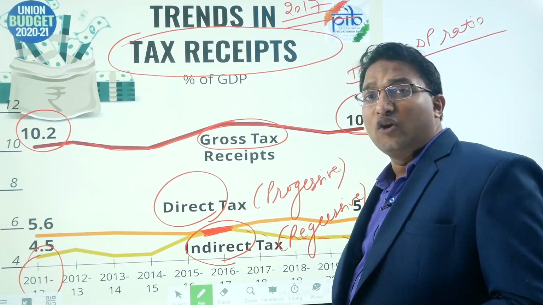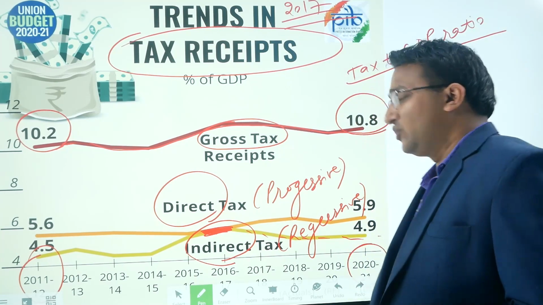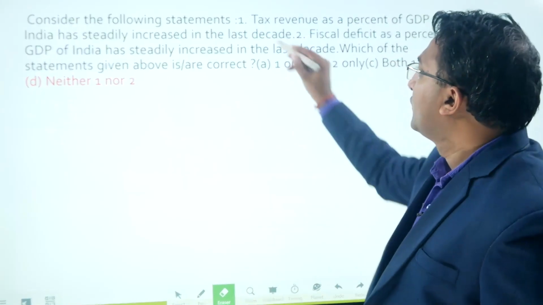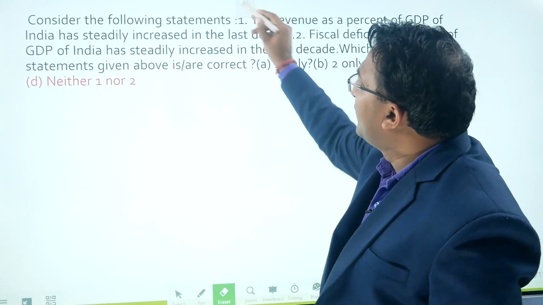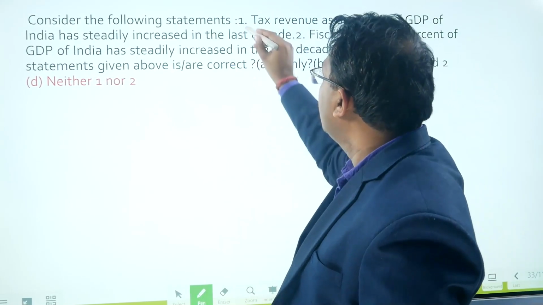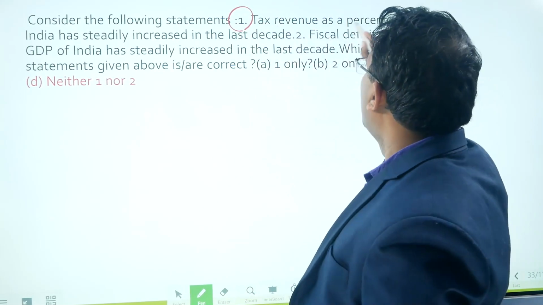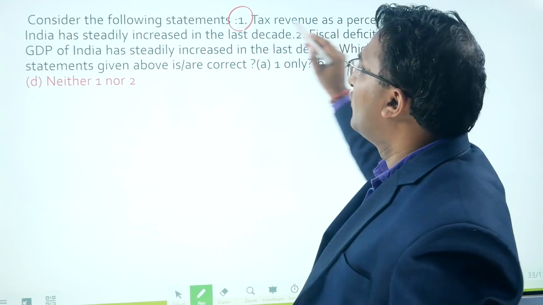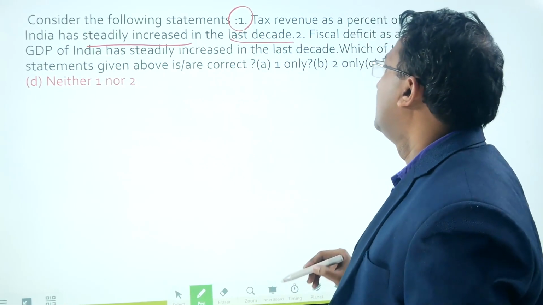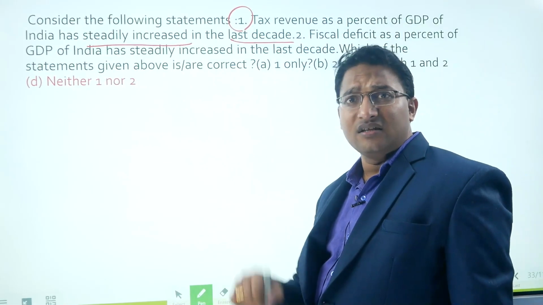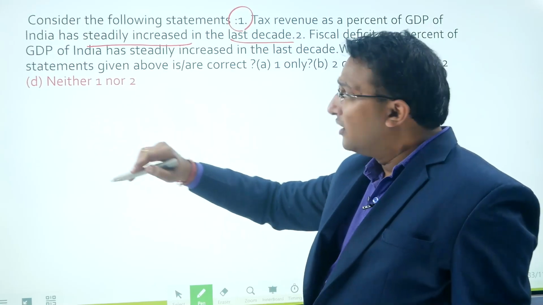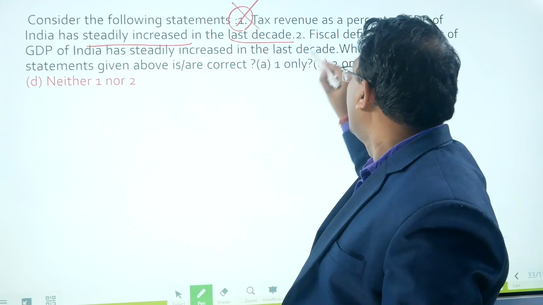So this is another kind of statement which can be asked in the examination. So the question of 2017, statement number 1: Tax revenue as a percentage of GDP of India has steadily increased in the last decade. We just discussed in the previous slide that there has been fluctuation, right? So this statement is wrong.